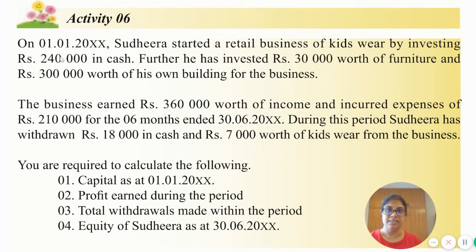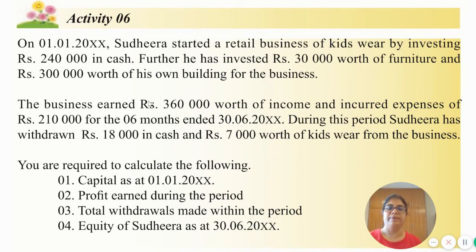So here it says, at the beginning, he has invested 240,000 in the form of cash, and further he has invested 30,000 worth of furniture, which is a non-current asset, and another 300,000 worth of buildings. So at the beginning of the period, I mean at the end of 1st January 2019, Sudhira's capital will be this 240,000 worth of cash, this 30,000 worth of furniture, and this 300,000 worth of buildings.